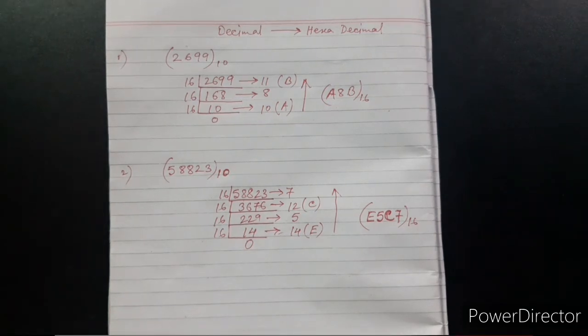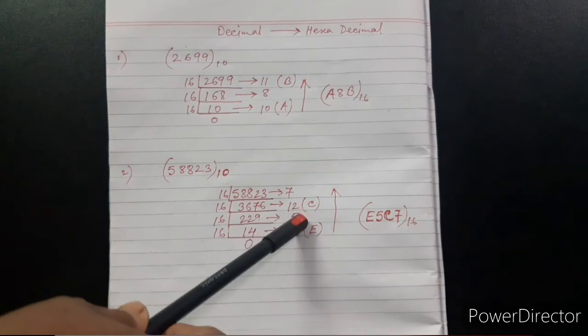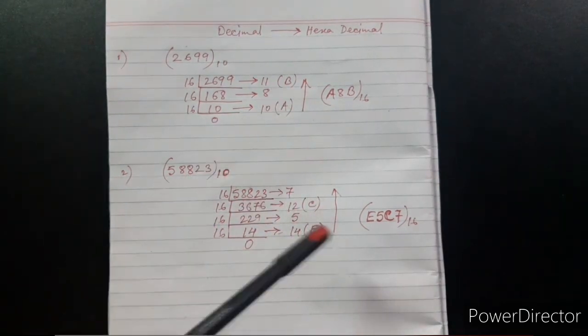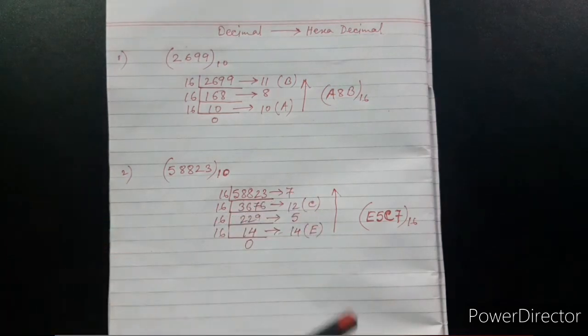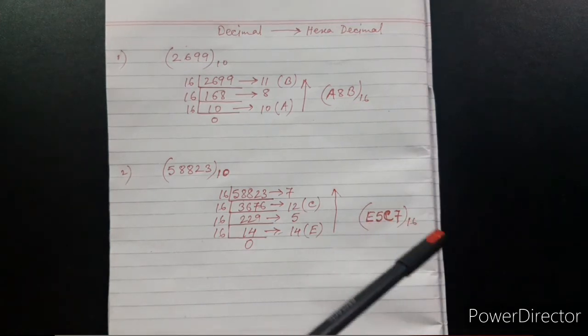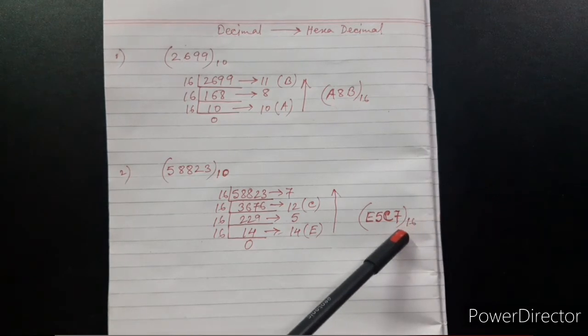And the hexadecimal representation of this number is E5C7. We have to write these numbers in bottom up approach. So E is the first digit, then 5, then C, and the last digit is 7.